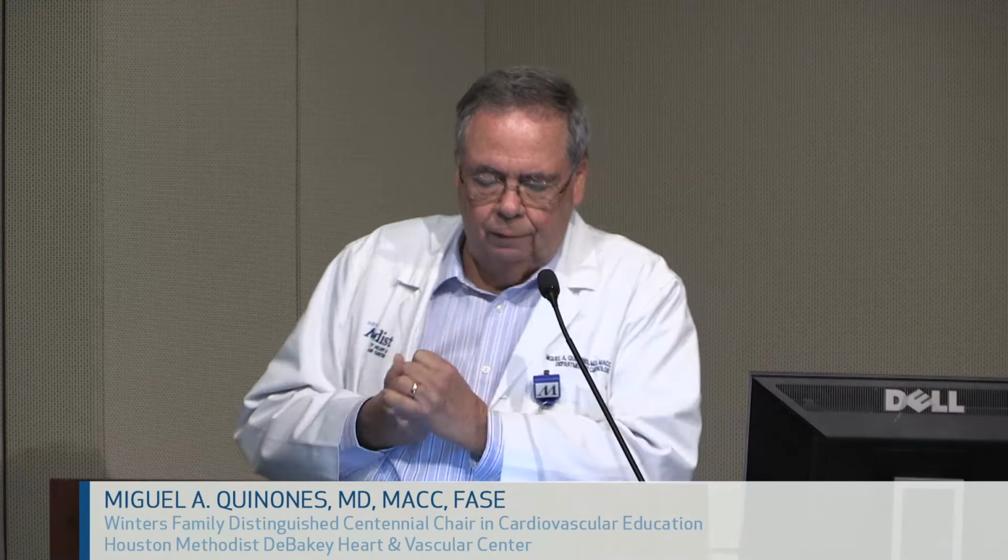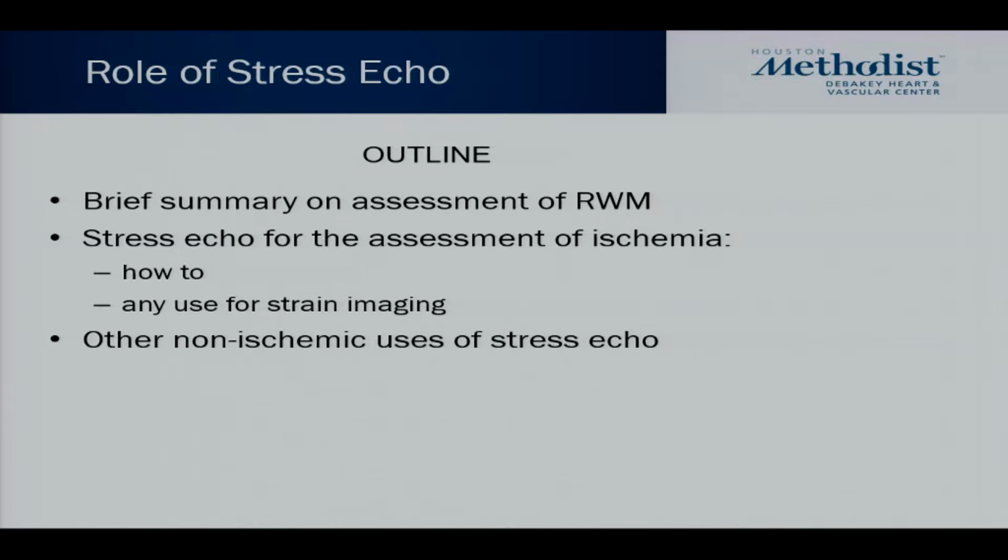So what we plan to do today is a little bit of review of how we assess wall motion, and then apply that to stress echo to look for ischemia, do a little bit of how to, and talk a little bit about whether strain has any value in this. And then we'll finish with some of the other non-ischemic uses of stress echo.